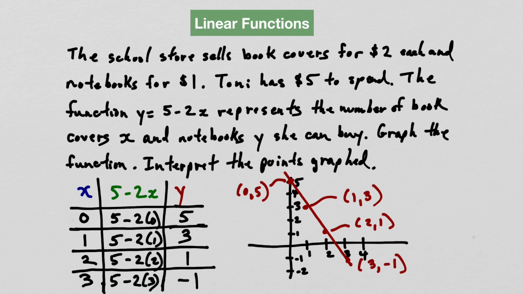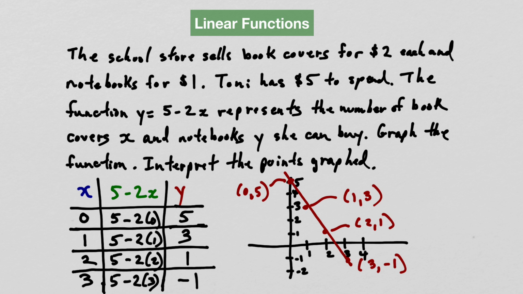That's really odd, right? So here's how we fulfill the second part of the word problem, which is interpret the points graphed. When you think about this, you can't have a negative purchase of a notebook. Okay, you can only have whole numbers. You can only purchase whole numbers of book covers and whole numbers of notebooks. So what this means is you cannot purchase more than 2 book covers because you only have $5, or Tony has only $5 to spend.